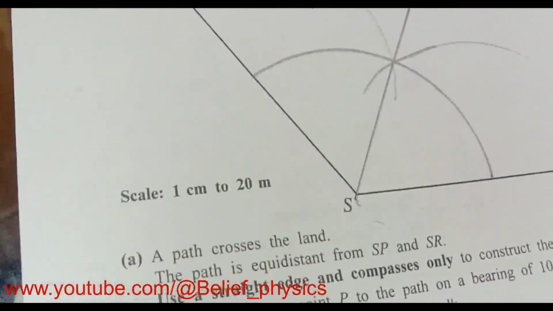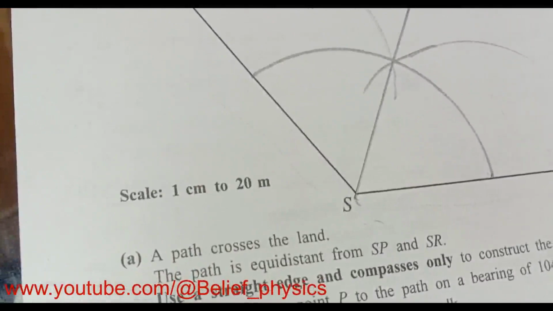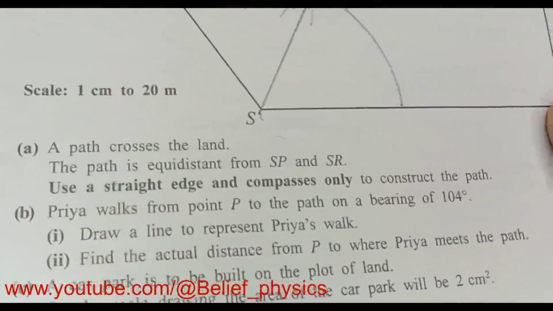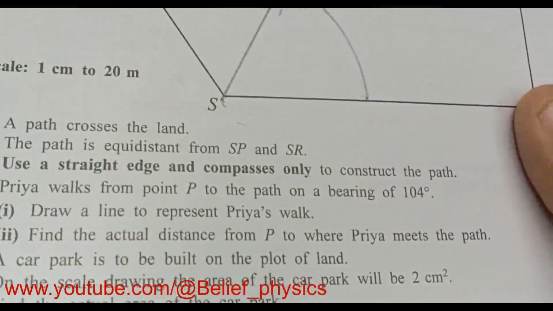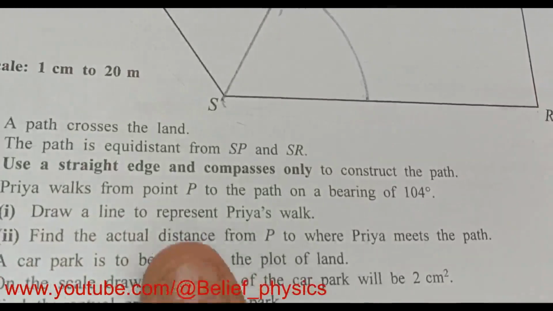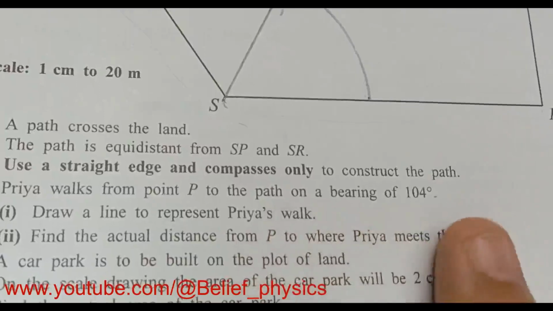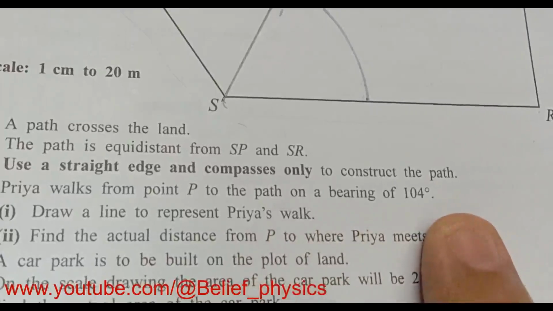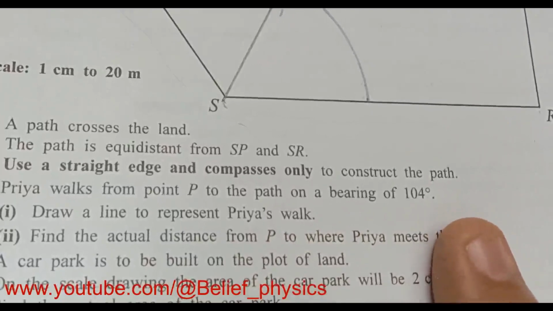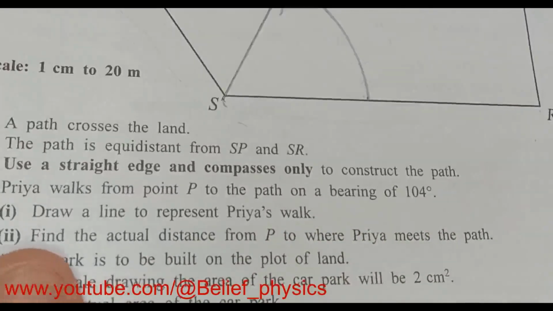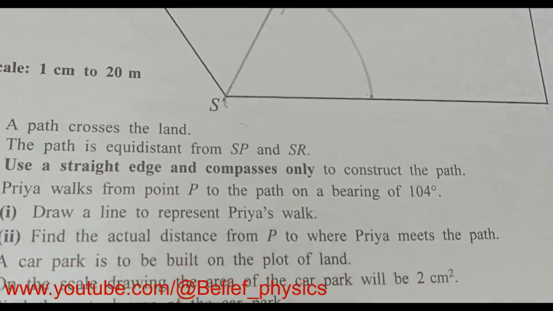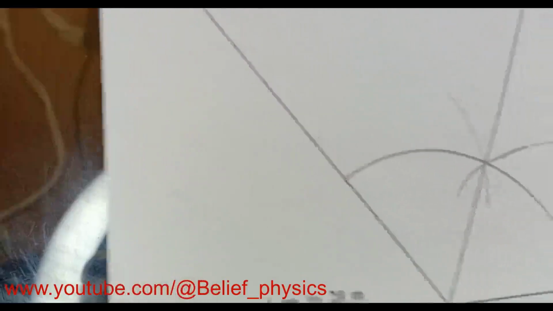Part 2 is: Priya walks from point P to the path on a bearing of 104 degrees. So this is a bearing question. Draw a line to represent Priya's walk. Bearing is the clockwise angle at P because it moves from point P. So bearing will be the clockwise angle from north at P.